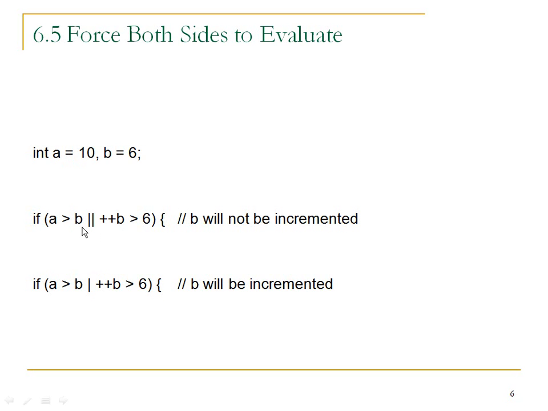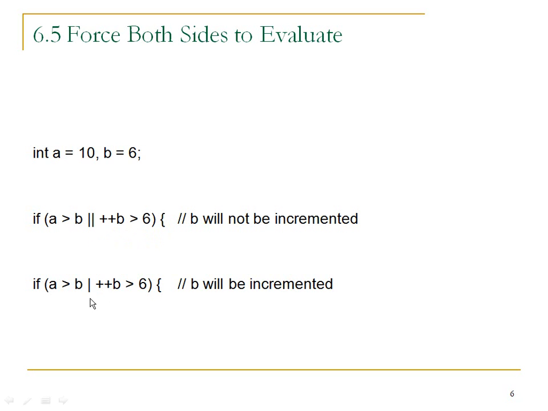So if it's a short circuit OR, we will not go over to the right-hand side and evaluate it. And here's the side effect. There are lots of possible side effects, but the one that we know about right now is we could increment a variable on the right-hand side. So in this case, B would not get incremented because the left-hand side evaluated to true and the operator short-circuited and did not go and increment the B as part of evaluating the right-hand side.